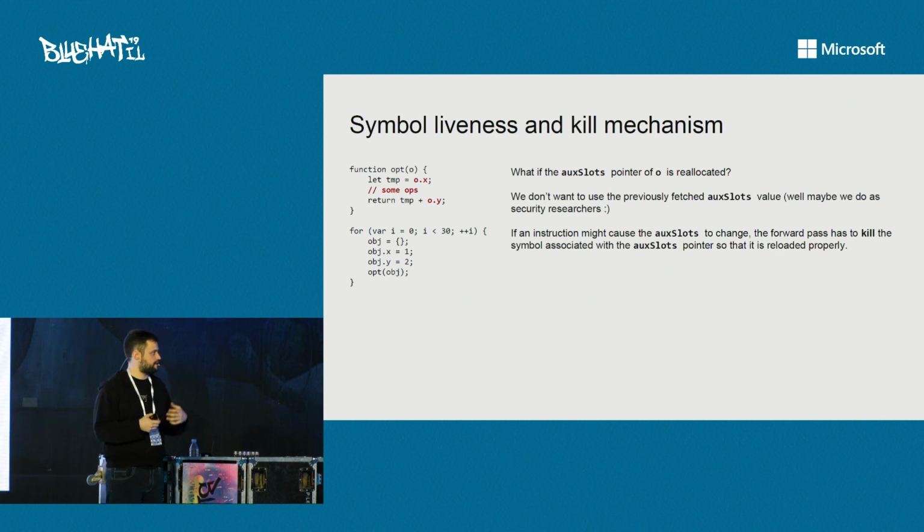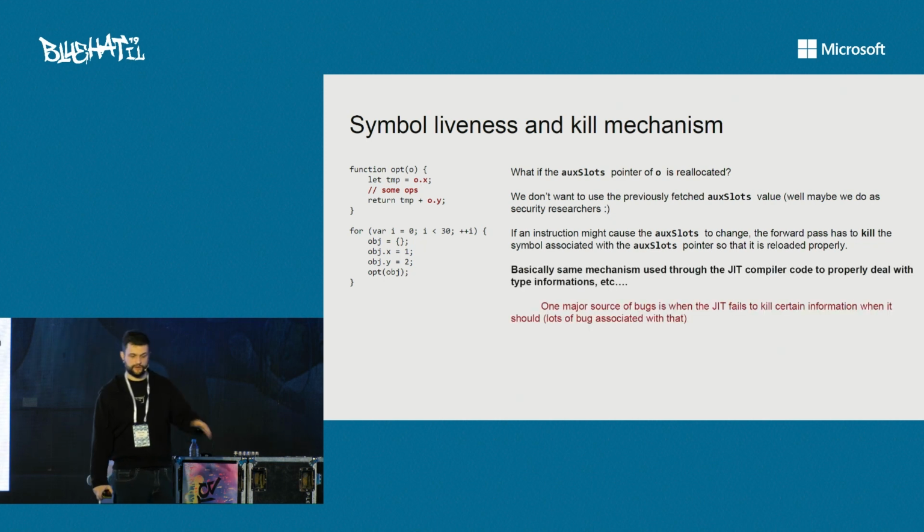Basically, in essence, if you deal with an instruction that might, for example, cause that particular object to be reallocated, then the JIT compiler has to kill the symbol associated with it to say, going forward, this thing might have been completely changed, so you cannot reuse what you previously had. That's when you lose refined information, and in those situations you will miss some optimization opportunities. And those are the two mechanisms.